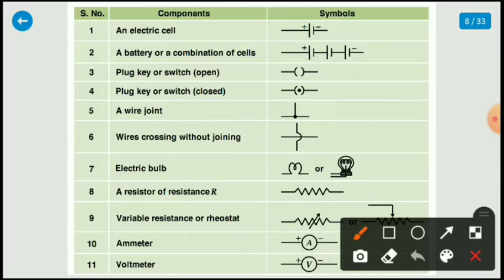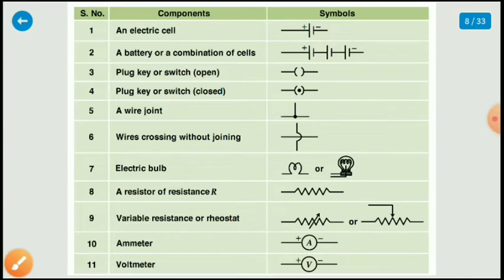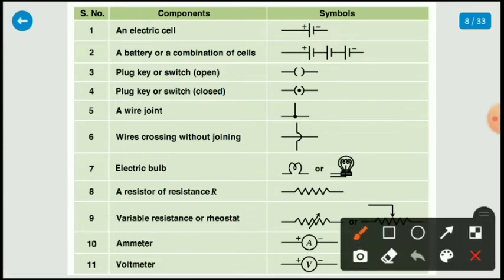A plug key which is open has this symbol. If the plug key is closed, just put a dot in the middle of the key. If there is a joint between wires in the electric circuit, it is represented by this symbol. And wire crossing without joining is represented by this symbol.